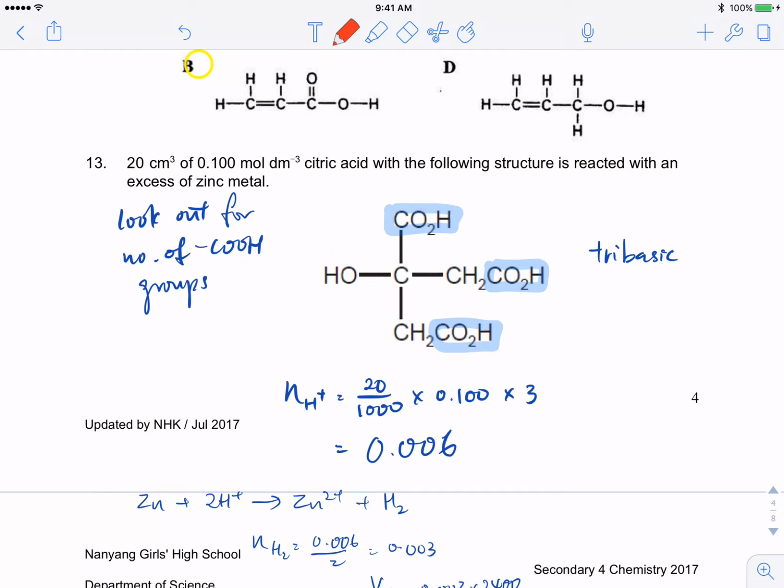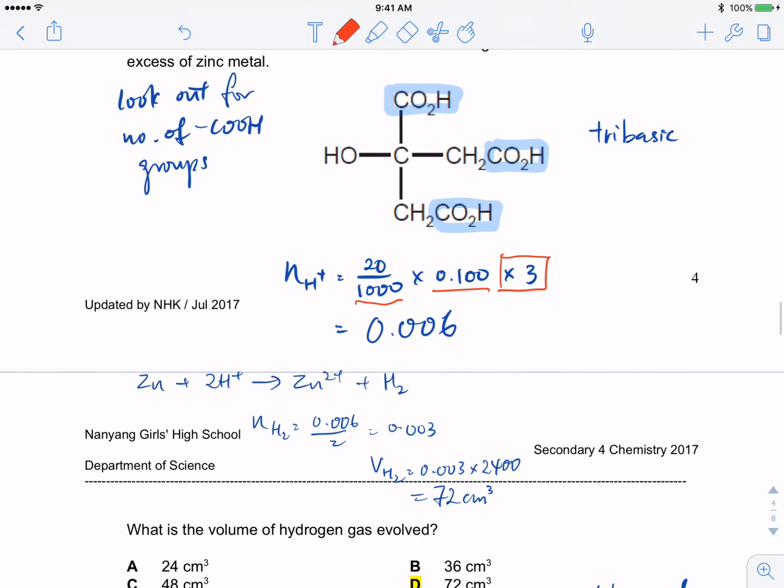Okay, so there's 3, it means that it's a tribasic acid. So the number of moles of hydrogen that can be produced from 20 cm³ of 0.1 mole per dm³ of citric acid is 20 cm³ times 0.1 mole, the concentration. This will give me the number of moles of citric acid, but I must times 3 to give me the number of moles of H plus ions.